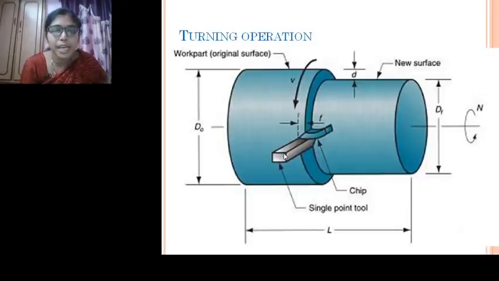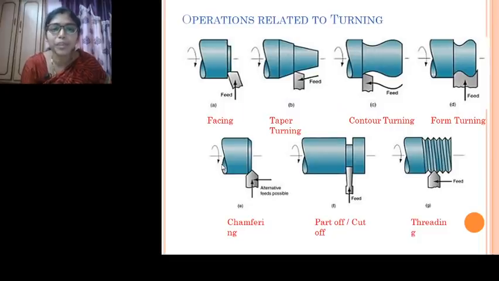If the feed is given parallel to the workpiece axis, then it is termed a turning operation. Now, if the feed is given perpendicular to the workpiece axis, then it is called a facing operation.